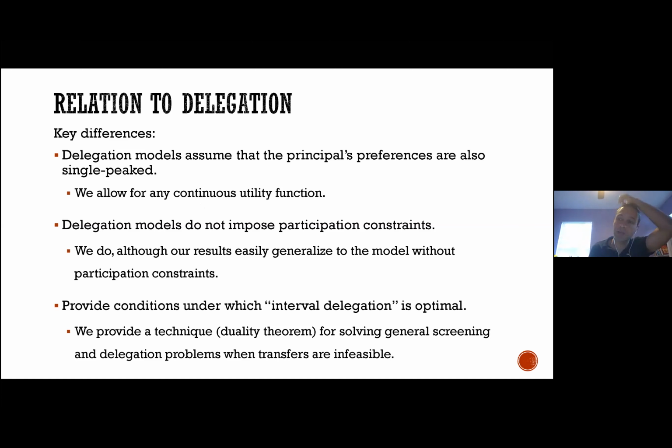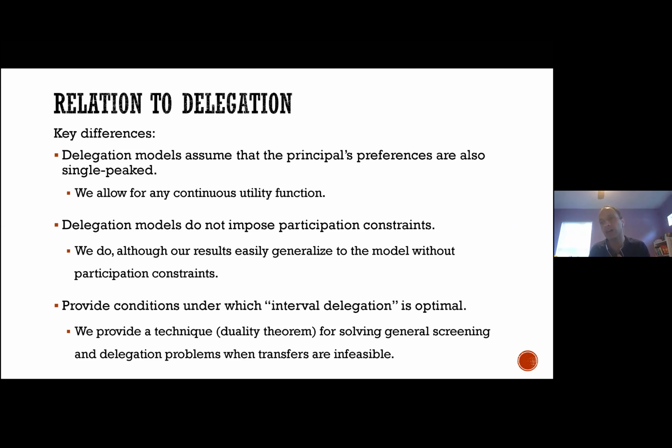The principal must ensure that if he wants the agent to choose one of the quote unquote delegated actions, then the utility of that action is at least as high as the utility of the outside option. So the agent can always refuse to participate in the mechanism if none of the delegated actions offer at least as much utility as the outside option. So I'm going to impose participation constraints.